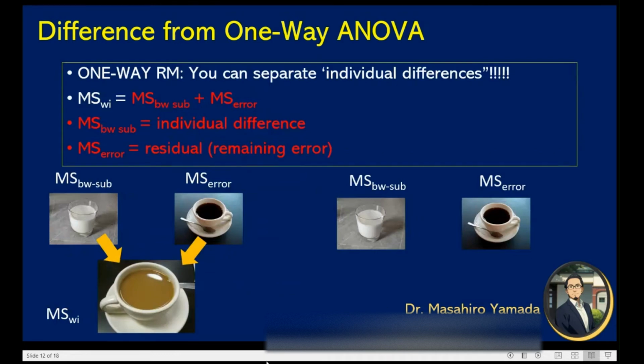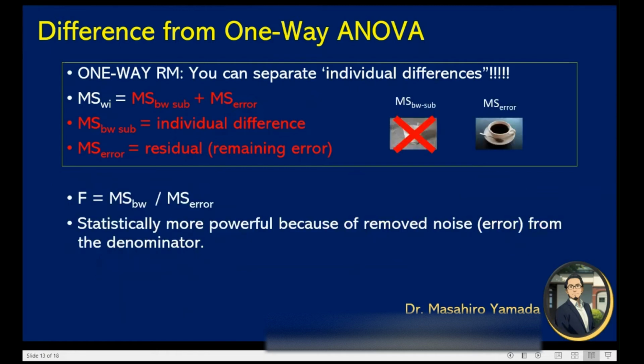So conceptually, here's what it looks like. In one-way ANOVA, it's like cafe au lait. It's mixed with milk and coffee, and you can't separate them. However, in one-way repeated measures design, you can actually separate this. Basically, you order coffee and milk separately. Therefore, you can choose not to use milk, right? So you can remove individual difference.